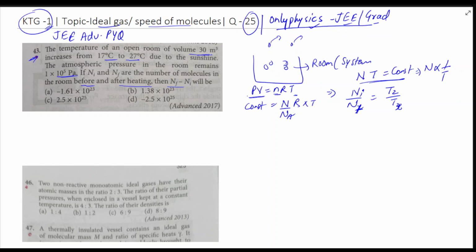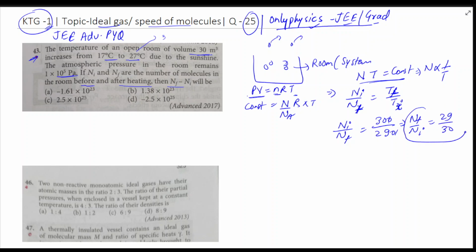As the relation is inversely proportional, I have to write T initial in the denominator if Ni is in the numerator. So we have Ni upon Nf will be, final temperature is 27, we have to put it into Kelvin, so this will be 300 Kelvin, and 17 degrees is 290, right? So we have Ni by Nf, or we can write Nf by Ni, which will be 29 by 30.